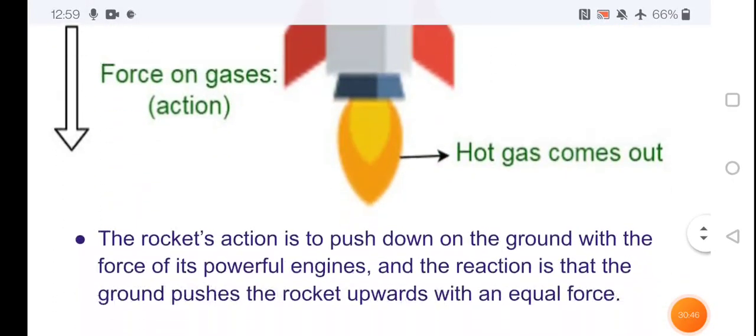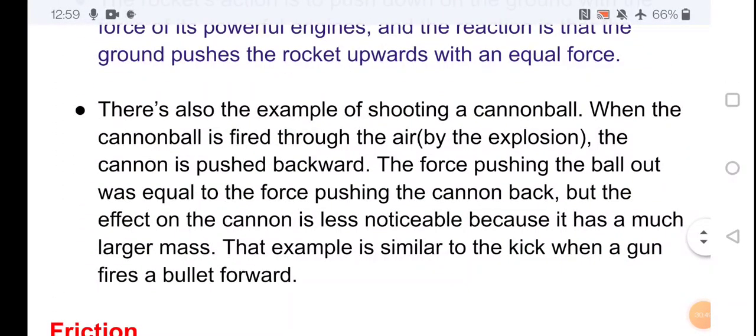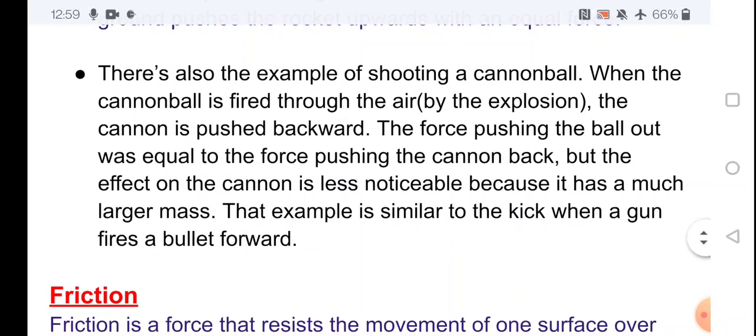In the same way, there is also an example of shooting cannonballs. When a cannonball is fired through the air, the cannon is pushed backward. The force pushing the ball out is equal to the force pushing the cannon back. But the effect on the cannon is less noticeable because it has a much larger mass. That is similar to the kick when a gun fires a bullet forward.